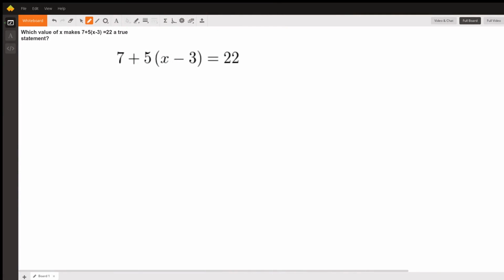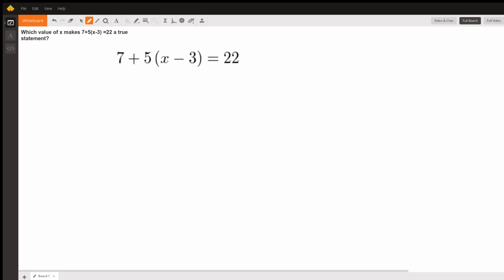Today we are working on the question, which value of x makes 7 plus 5 times x minus 3 equals 22 a true statement? So they want us to solve for x. And when we say we want to solve for x, what that basically means is we want x on one side of the equal sign by itself and everything else on the other side.